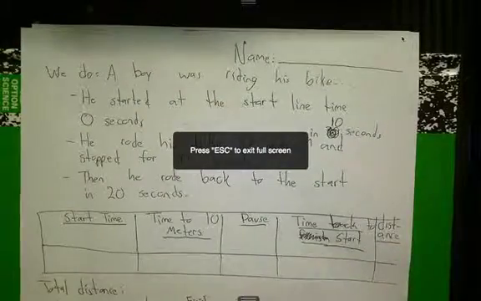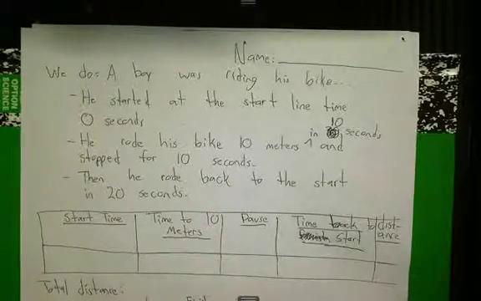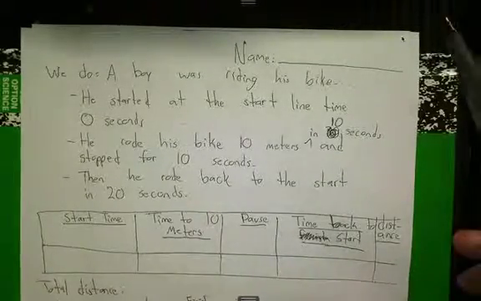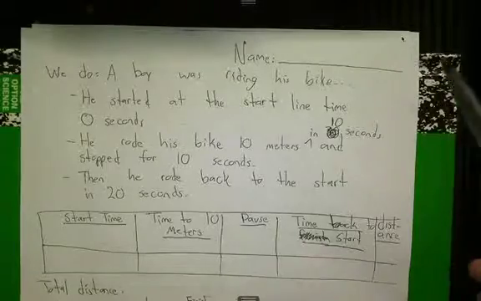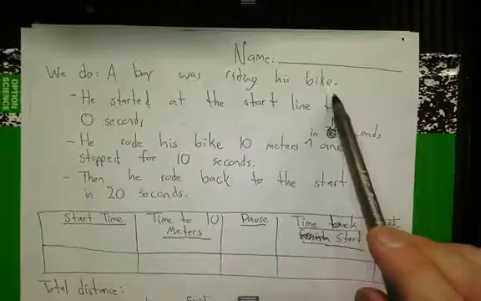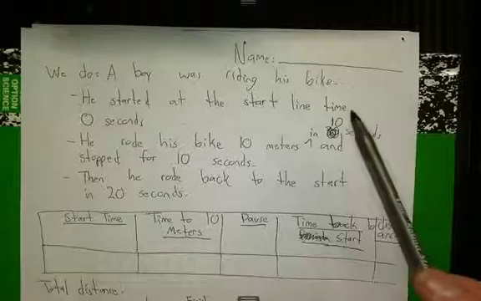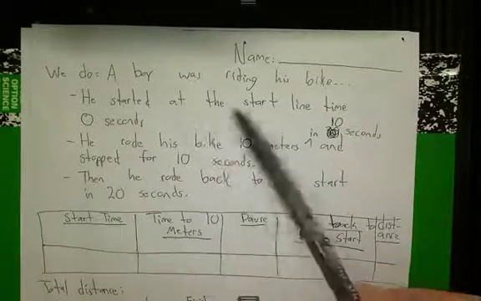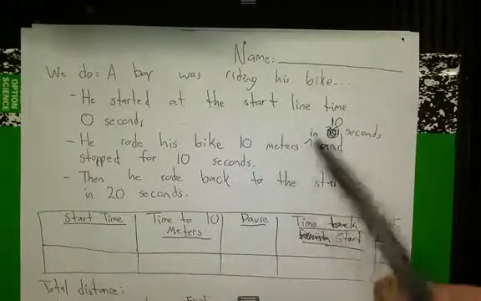Okay, so we are now going to talk about how to analyze our data. If we look here, we have a problem that's very similar to what you did on Friday with the running. We have a boy who is riding his bike. He started at the start line at a time of 0 seconds. That makes sense.